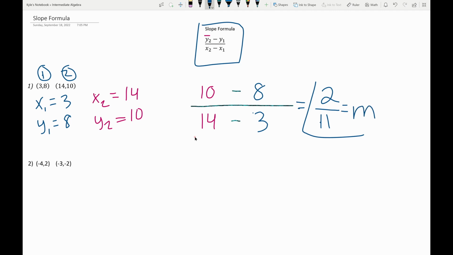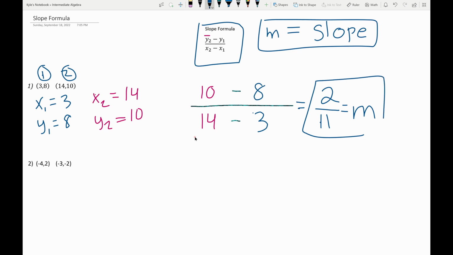And I'm going to put up here m equals slope. It's a good thing to remember in life, especially with math. Mostly with math, yeah, m equals slope. And there we go. Problem 1 done.